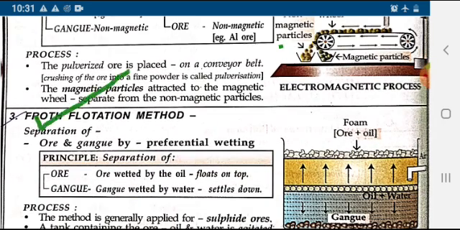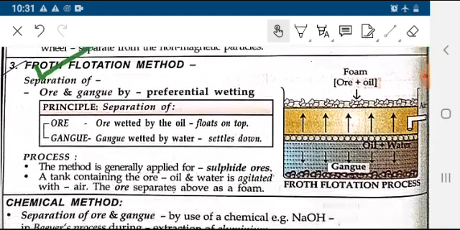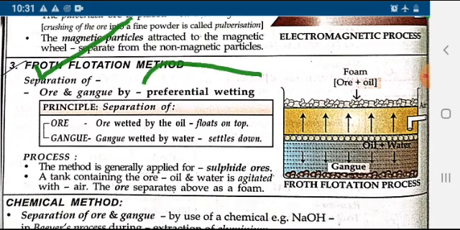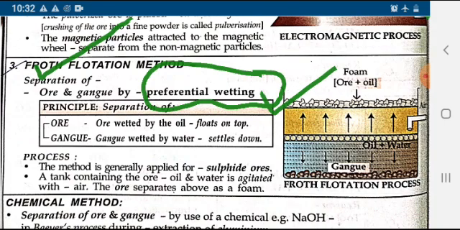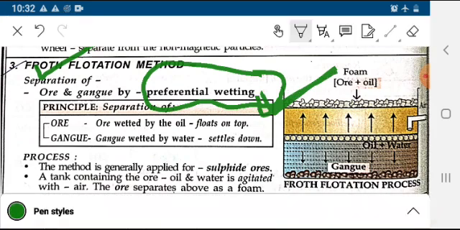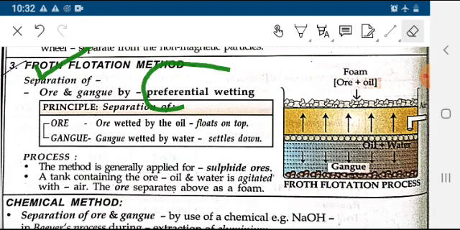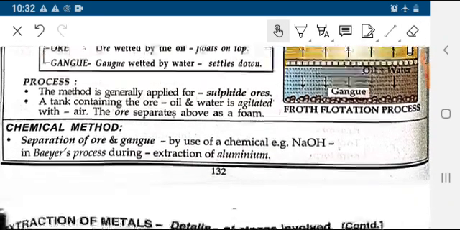Next is the froth flotation method. Separation of ore and gangue by preferential wetting. Ore is wetted by the oil and floats on top. Gangue wetted by water settles down. So this is the froth flotation chamber, you can see, where the ore and oil are mixed together. They form a froth, and the impurities settle down while the ore at the top can be removed.